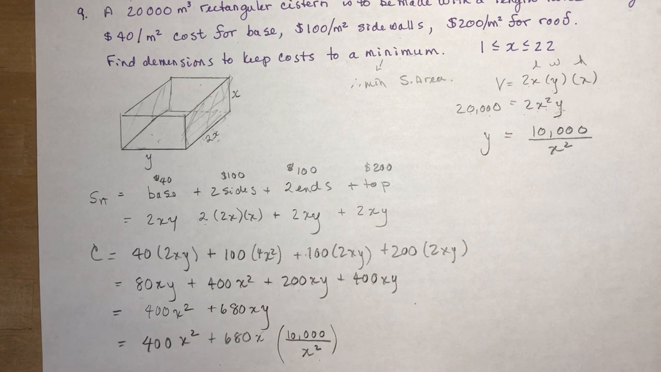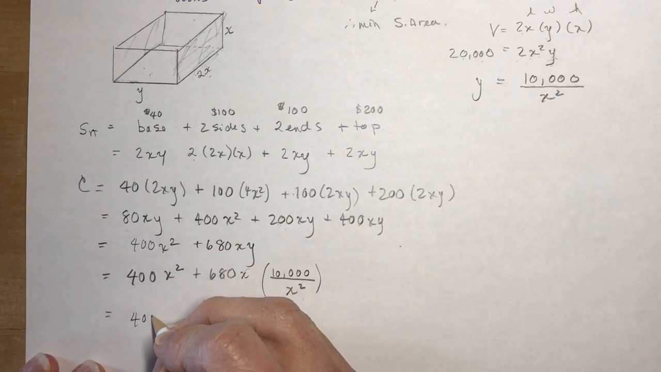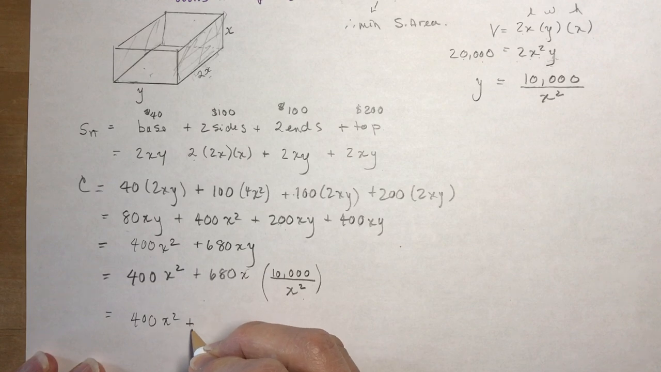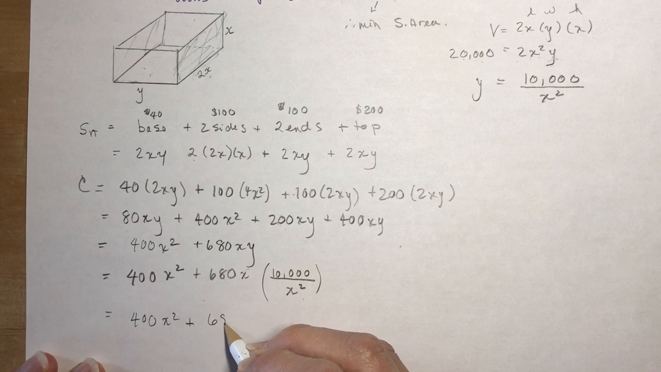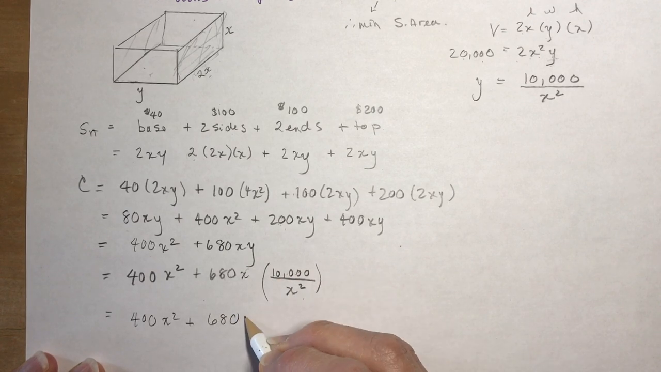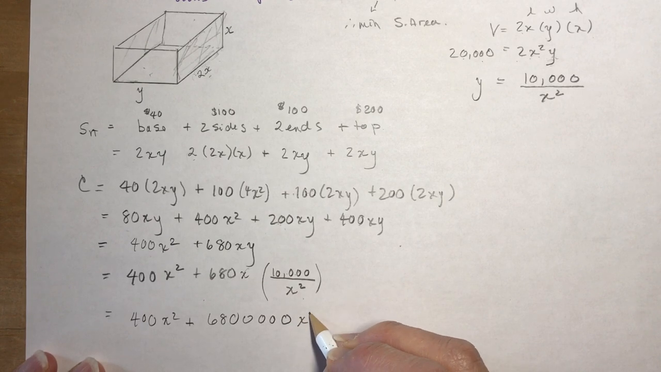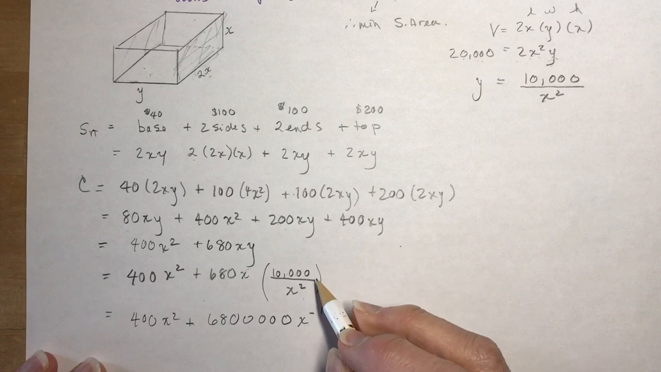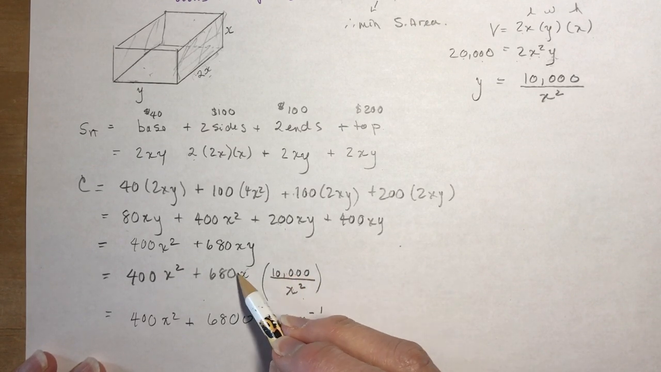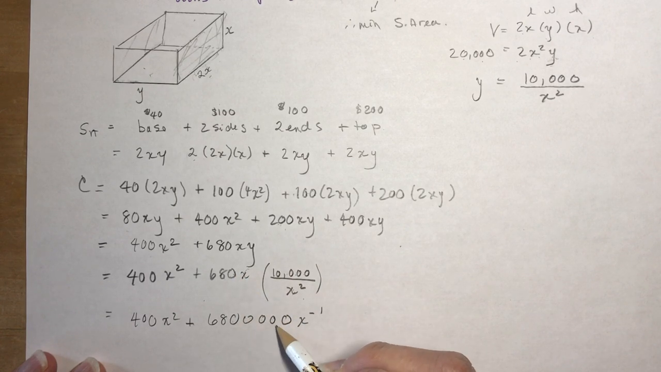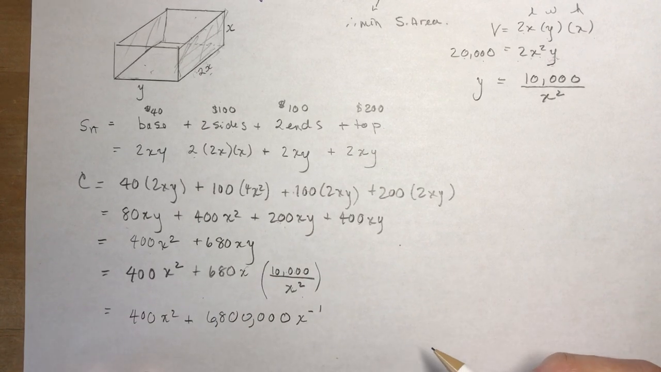So I guess we should write that out before we take the derivative so that you're not lost. So 400x squared plus 6,800,000 times x to the negative 1. Right? It's going to be in the denominator, so we'll bring it up, make it negative. So I have 1, 2, 3, 4, 5 zeros. Okay, now we're going to take the derivative, finally.